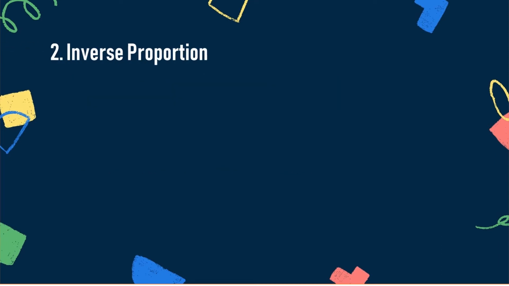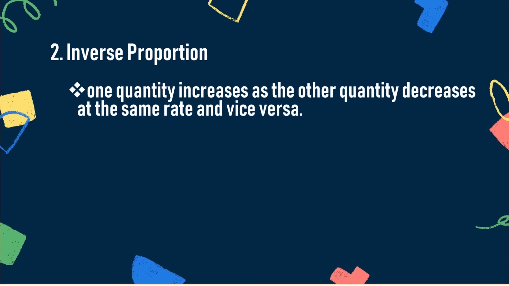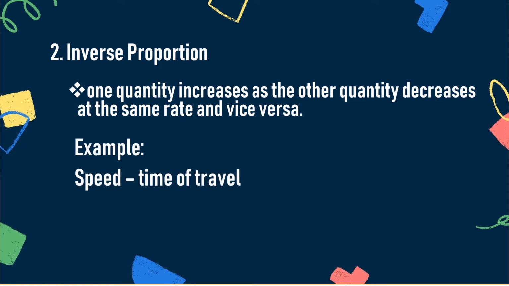In an inverse proportion, one quantity increases as the other quantity decreases at the same rate and vice versa. Example: speed varies inversely with time of travel because the faster we go, the shorter the time of travel. Meaning, if there is an increase in the speed, the time of travel decreases. On the other hand, if there is a decrease in the speed, the time of travel increases.